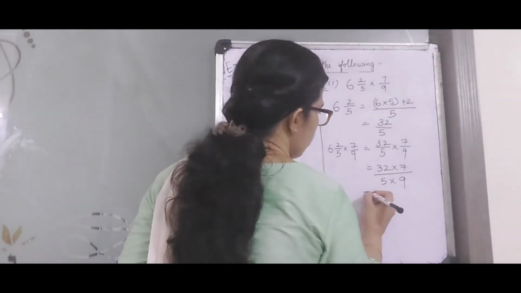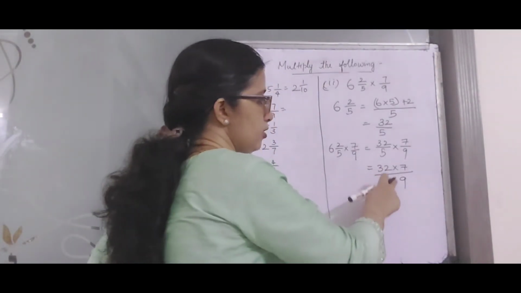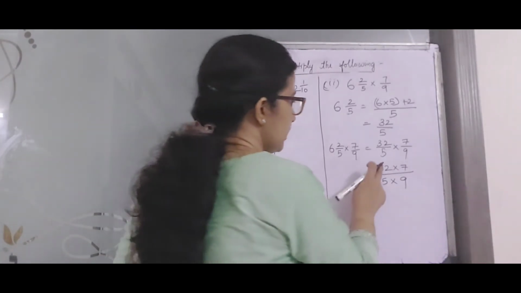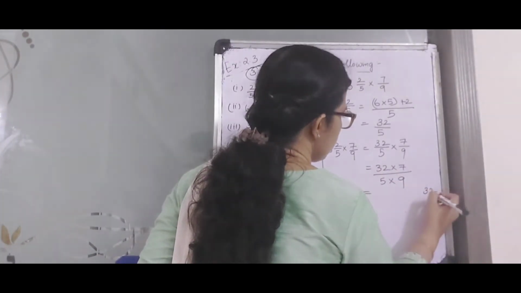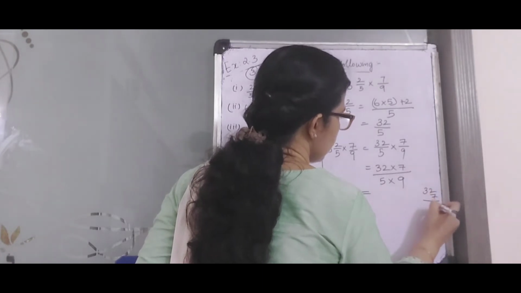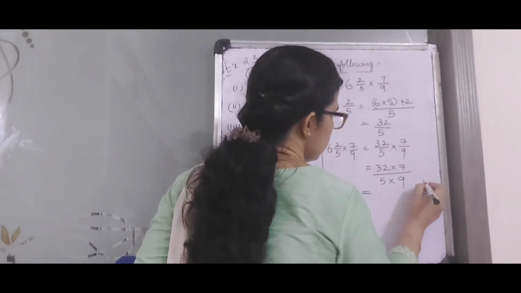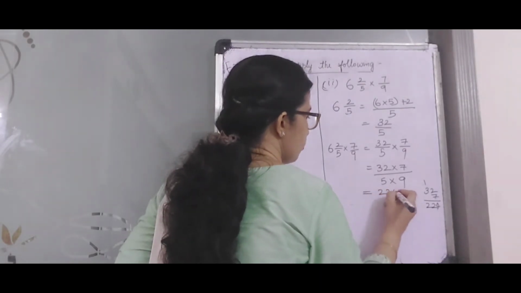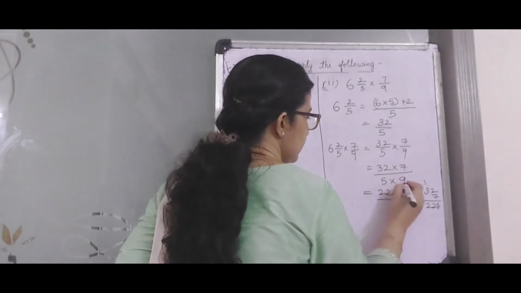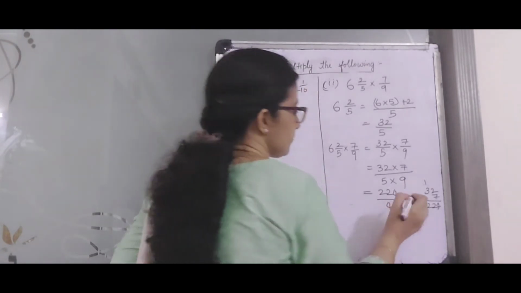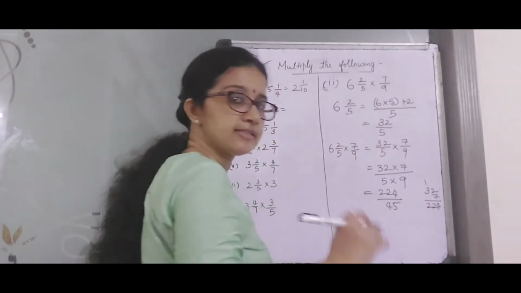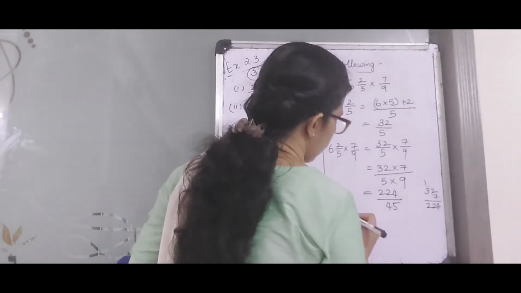Okay. Now we have to directly multiply because there is no common factor between the numerator and denominator, right? So we can directly multiply. So what is 32 into 7? 7 2s are 14, 21, 22, 224. So 224 divided by 9 into 5 is 45. Okay. Now we have to convert this into a mixed fraction since this is an improper fraction.